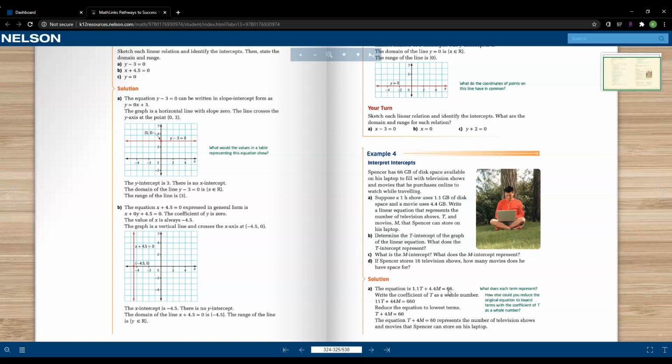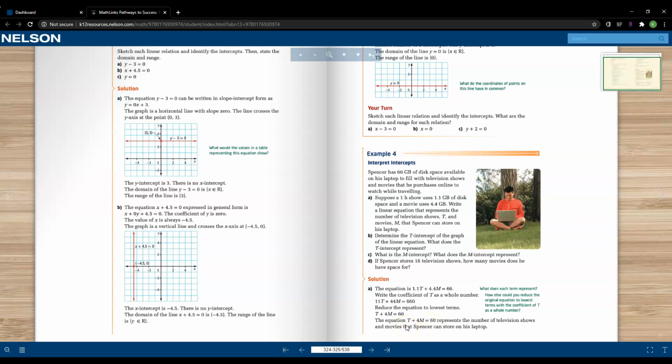Okay, write the number of the television shows. So now we got T plus 11T plus 44M equals 660. And now they want us to reduce it in lowest terms. So one number goes into all three terms here, and you can see that 11 will go into it. So 11 divided by 11T gives you T, 44 divided by 11 gives you 4M, and 660 divided by 11 will give you 60. Okay, so now we got this equation extracted from the paragraph here, T plus 4M equals 60.